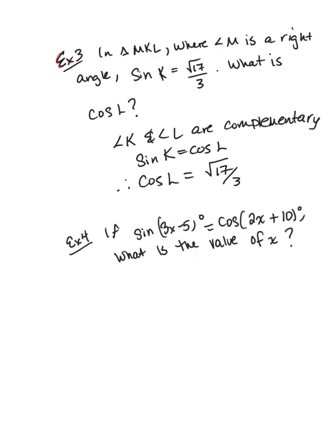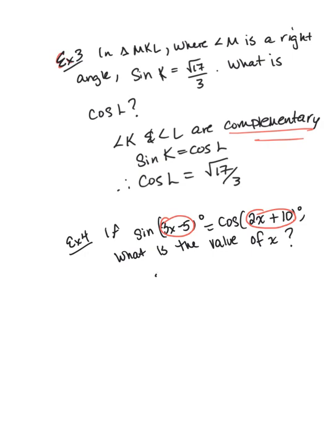Copy down number 4, pause the video, copy it down, and then come back. Okay, welcome back. This is just a different way that they word the question. They're saying the sine of some algebra expression is the cosine of some algebra expression. Those expressions are complementary. So this 3x minus 5 is representing some angle, and this 2x plus 10 is representing another angle, and those angles are complementary.